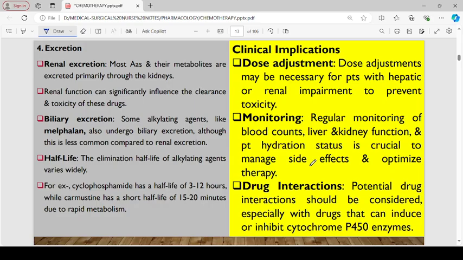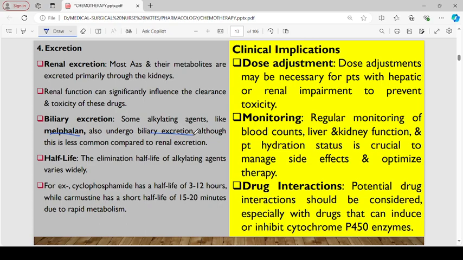Let's finalize on pharmacokinetics of alkylating agents by looking at the excretion of these alkylating agents. As we know, most alkylating agents and their metabolites are excreted primarily through the kidneys, and renal function now can significantly influence the clearance and the toxicity of these drugs. So these drugs will require an intact kidney, all right? Some alkylating agents like melphalan can also undergo biliary excretion, although this is less common compared to renal excretion.